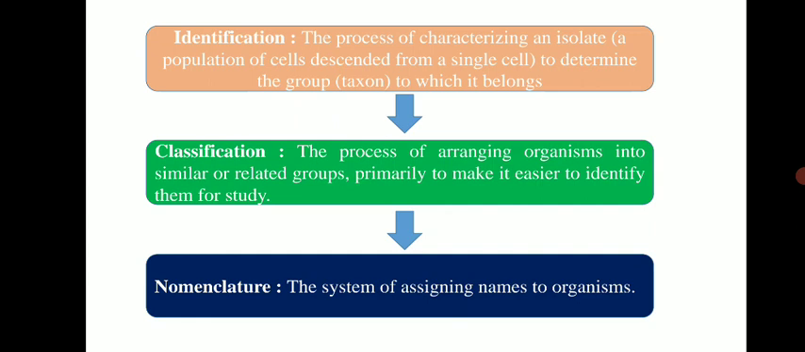The next step is classification. After identification, classification is the process of arranging organisms into similar or related groups, primarily to make it easier to identify them for further study. Then third is nomenclature. Nomenclature means assigning a scientific name to that organism. These are the three interrelated areas that are important for any kind of taxonomy.